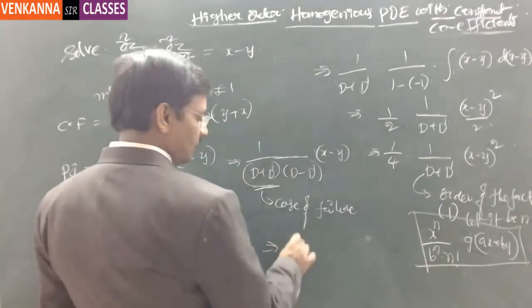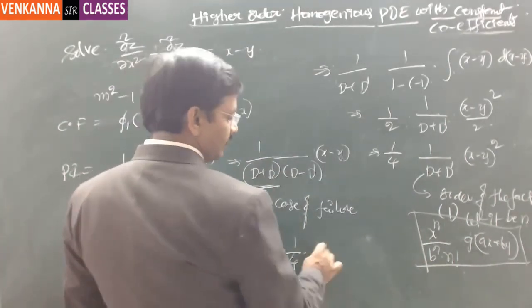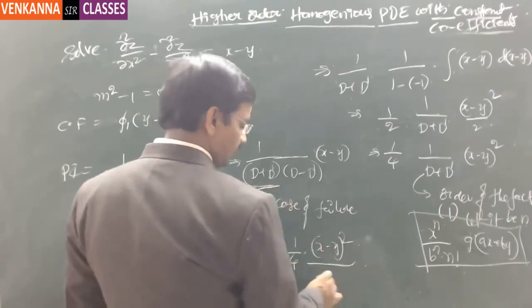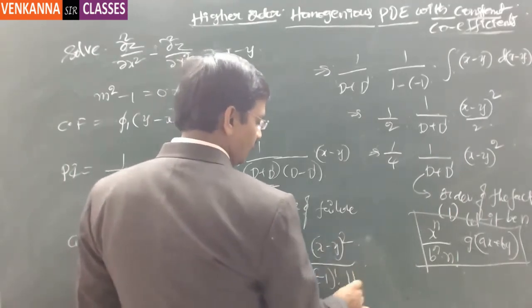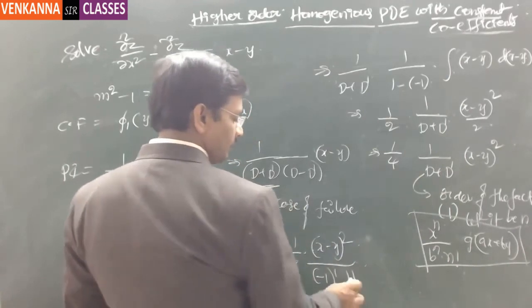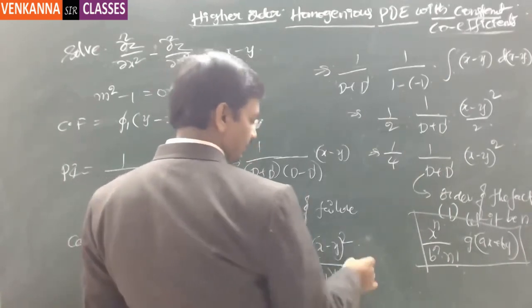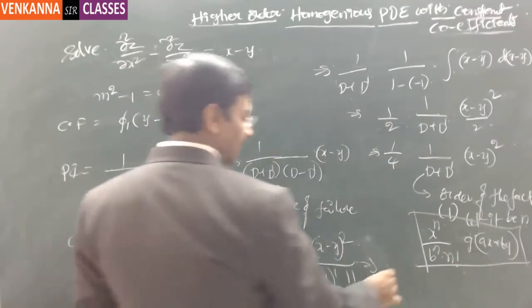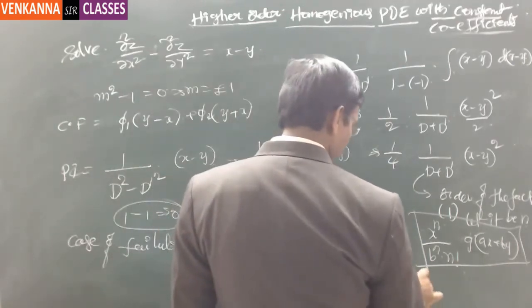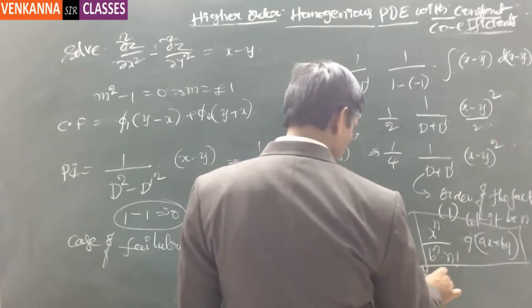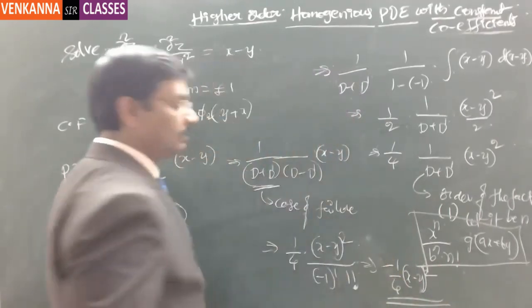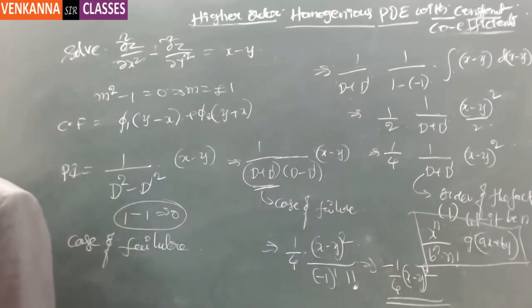This is going to be 1 by 4 times of x minus y whole square, and then so b power n, so minus 1 whole power 1 into 1 factorial, and then as it is the function is operated, then this is going to be minus 1 by 4 times of x minus y whole square. So this is the particular integral. Got it? Understood?